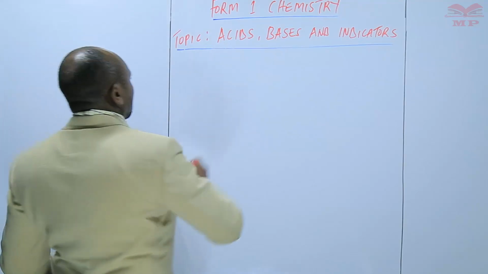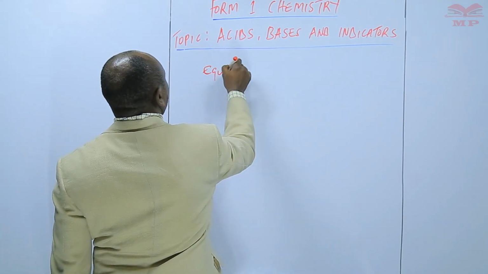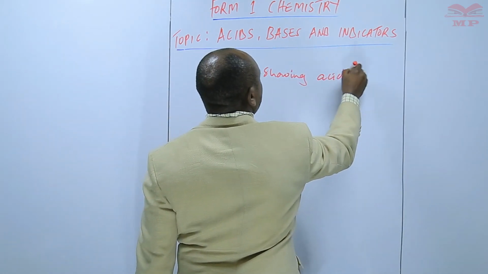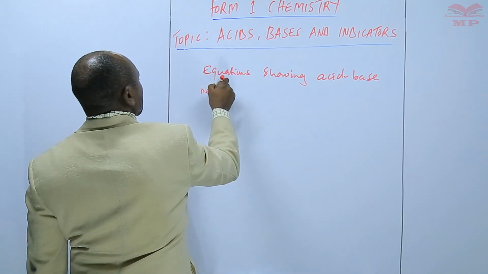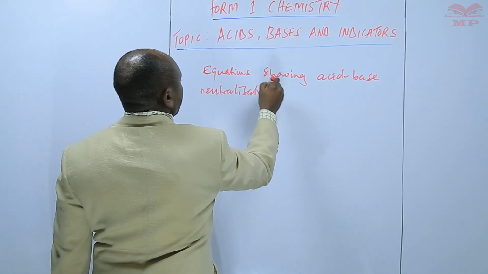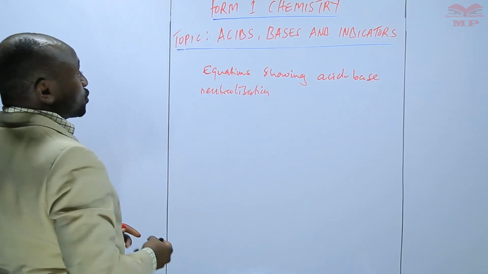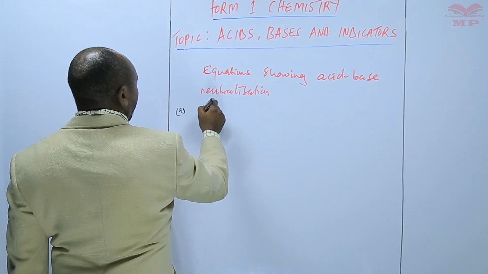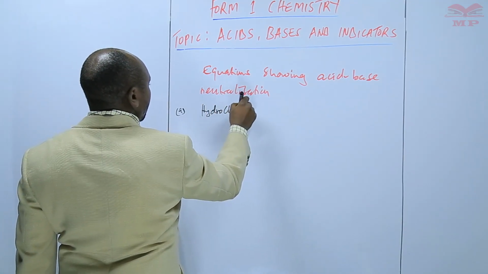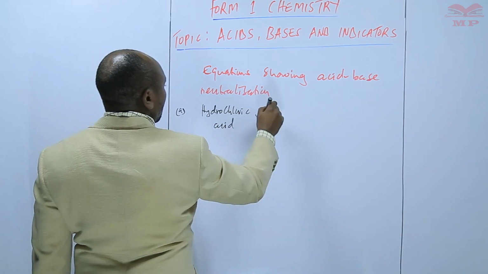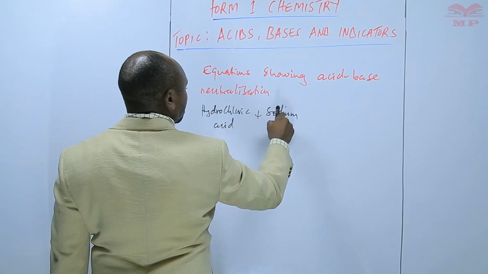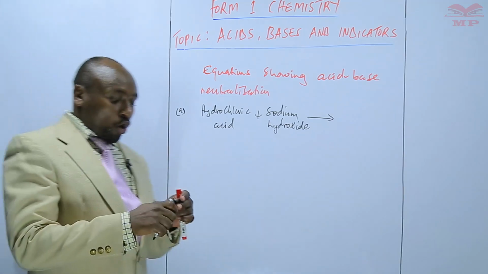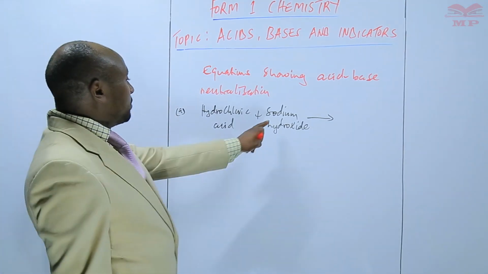So we're going to have equations showing acid-base neutralizations. And the first one we had used the dilute hydrochloric acid and sodium hydroxide. So we expect to get a salt and water only. So the salt will be sodium chloride.